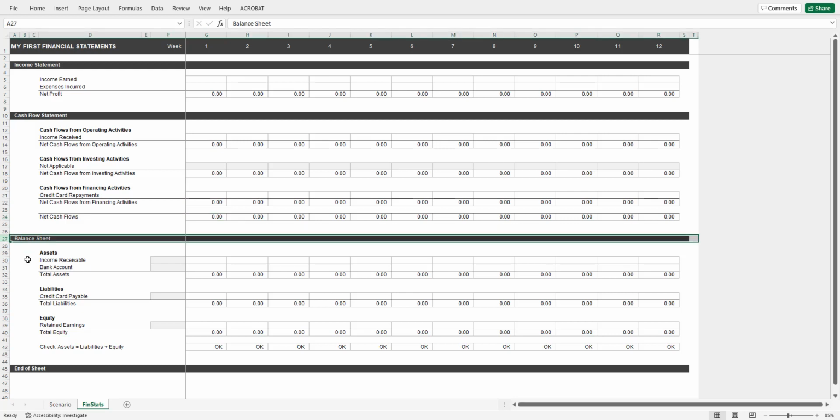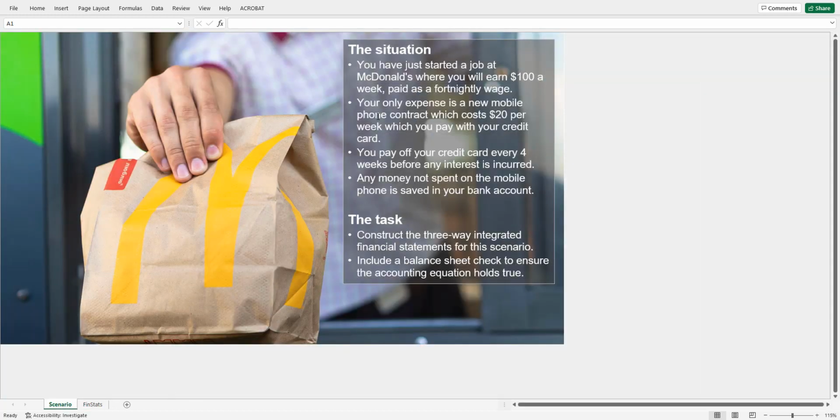Now, in terms of our balance sheet, that also is following the typical format of having assets, liabilities, and equity. Now, for us, again, it's a pretty simple balance sheet because we're dealing with a simple scenario. For our assets, we've got income receivable, and the reason that arises is because there's a mismatch between when we earn our income and when we receive it. Because if I just quickly go back to our scenario, we're earning money every week, $100 a week, but it's only getting paid to us every fortnight, and that's not uncommon.